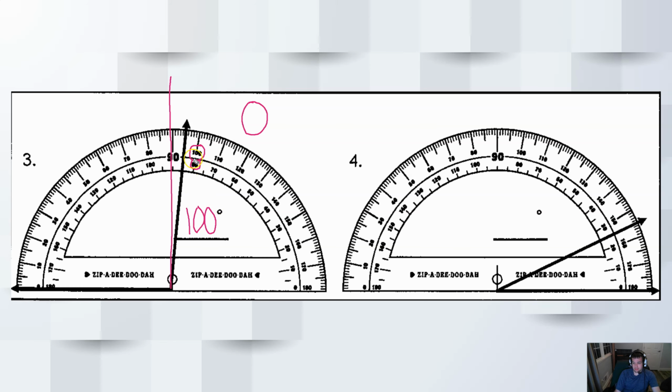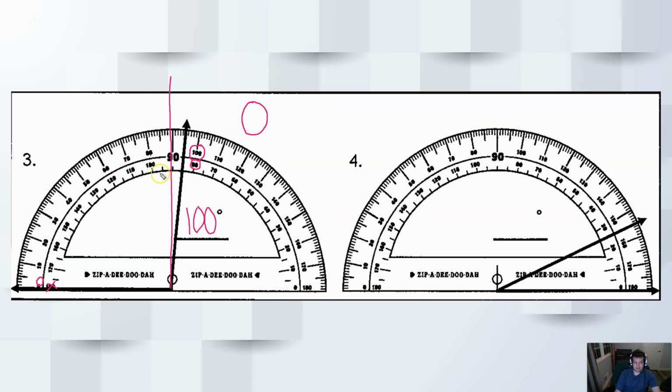And if you're having a hard time reading the numbers, like I said, start at the 0 at the bottom ray. You don't want to ever start at the 180. Okay, you always start at the 0 wherever the bottom ray begins. You count 0, 10, 20, 30, 40, 50, 60, 70, 80, 90.